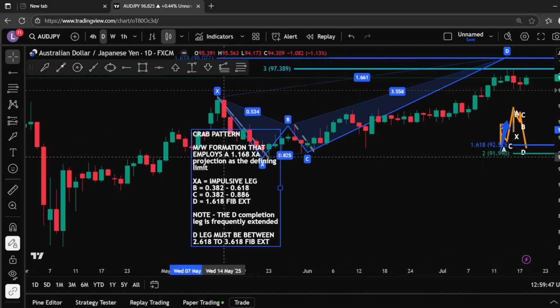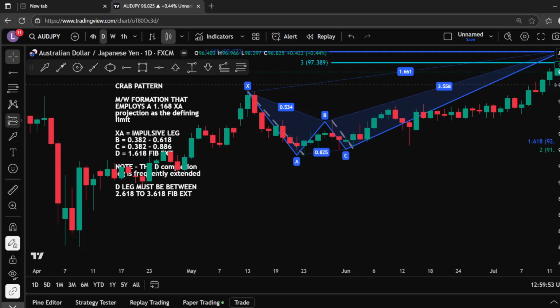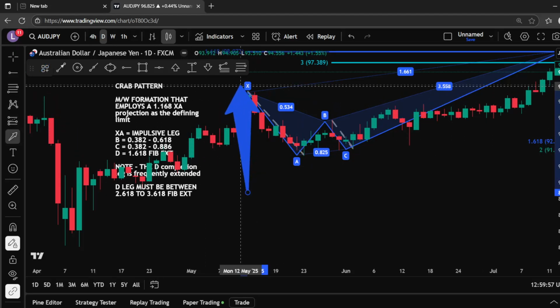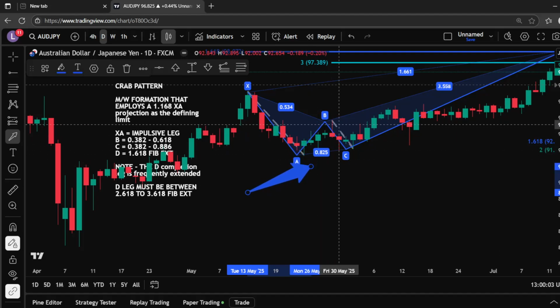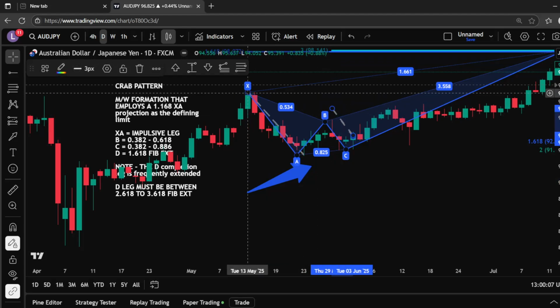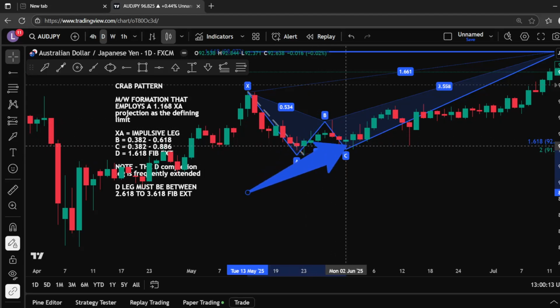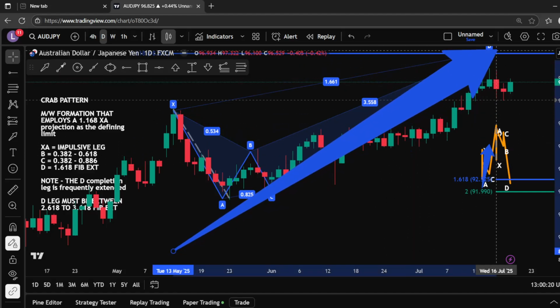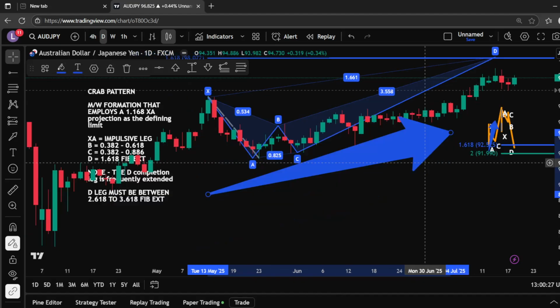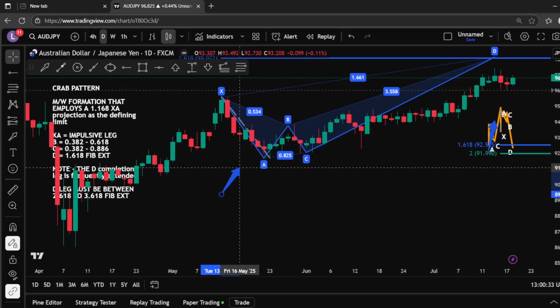Okay, so these are the rules. On the daily time frame, I spotted this as my impulsive leg. This as my pullback to form my B. So this as my B, this as my C, and then my D completion is right at 1.618 at this blue line. We've not quite reached the blue line yet. Because of this, on the 1 hour time frame, I decided to take both take profits, which was very good for me last week.